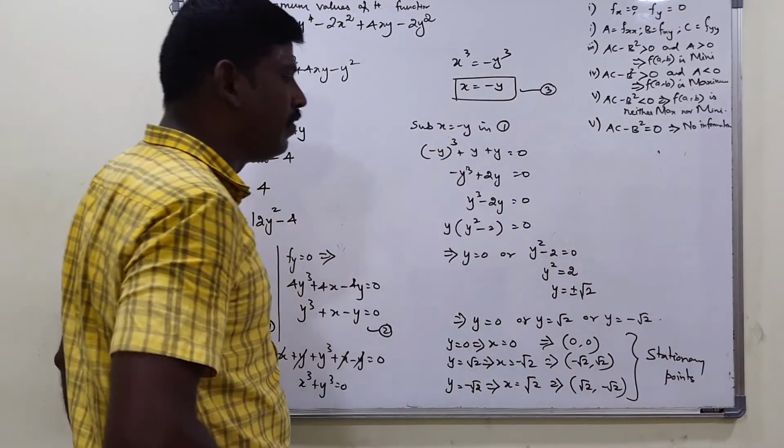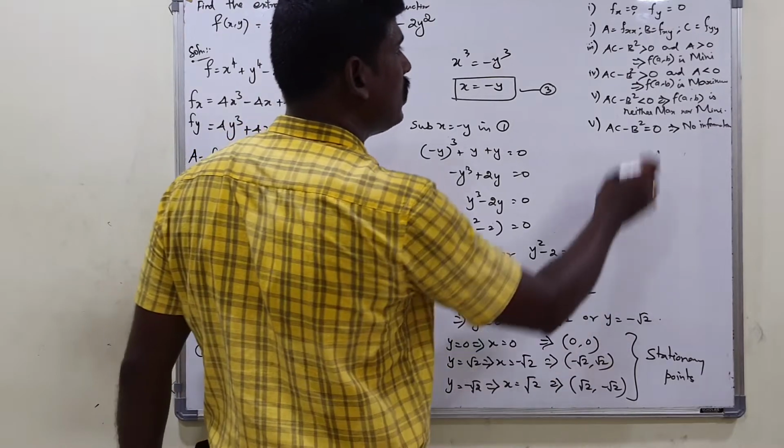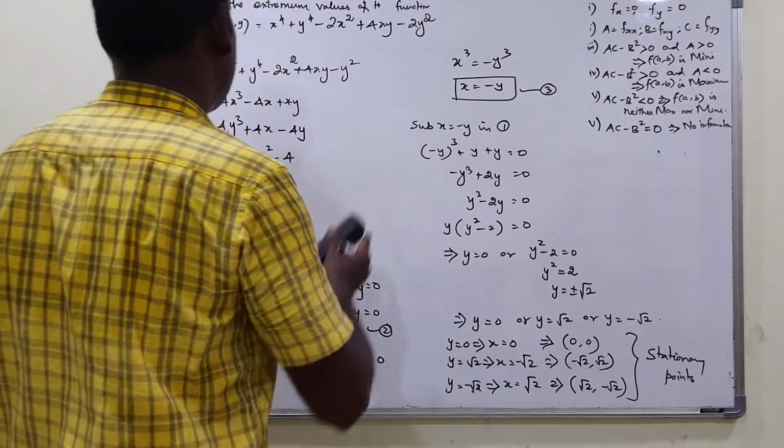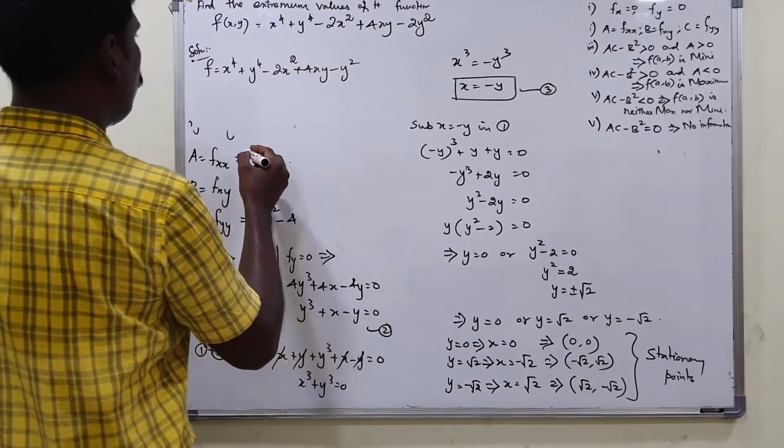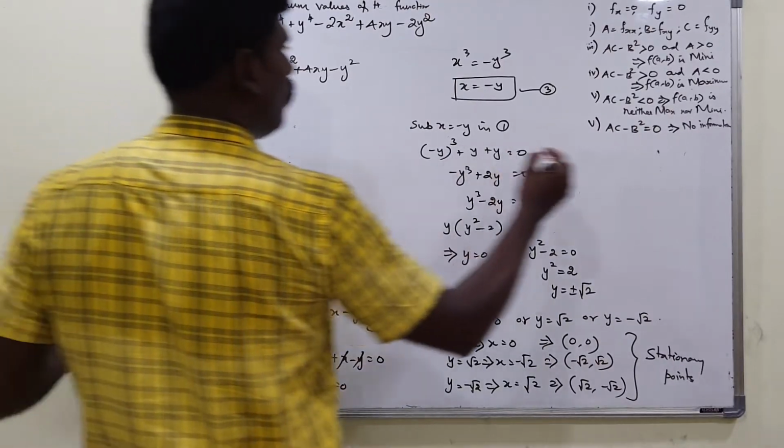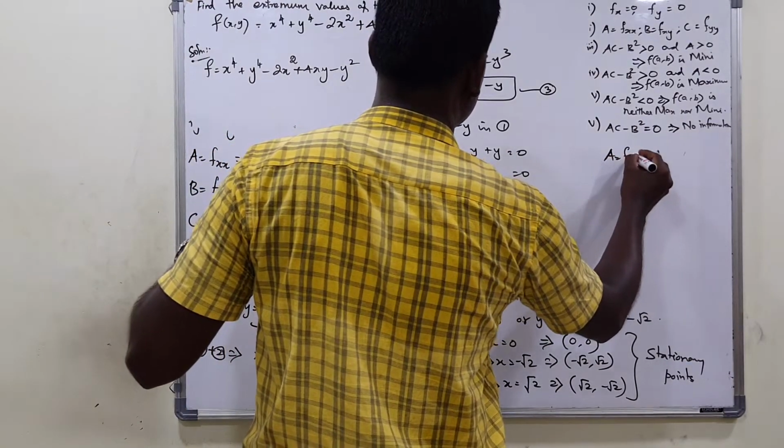So we need to find the value of AC minus B square and A at these 3 points alone, right? What is the value of A? What is the value of A? A is double x, isn't it?